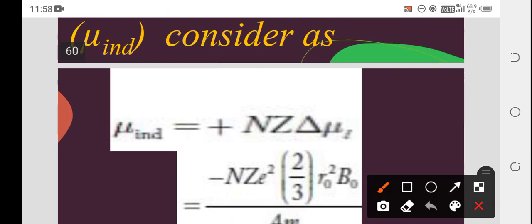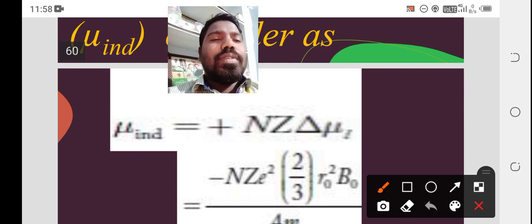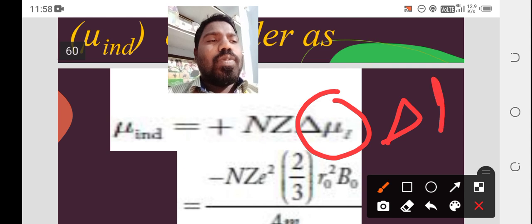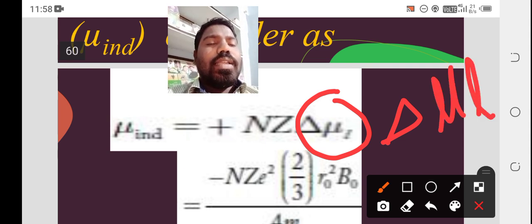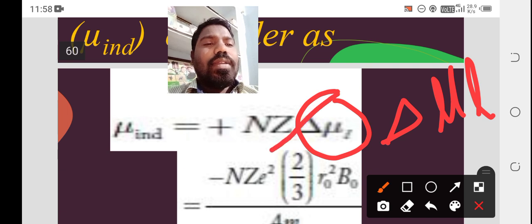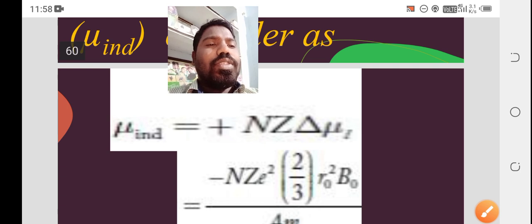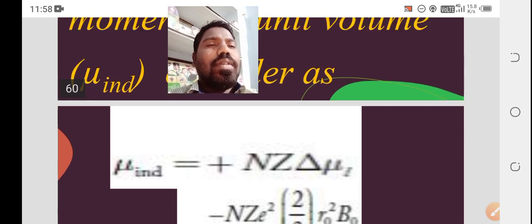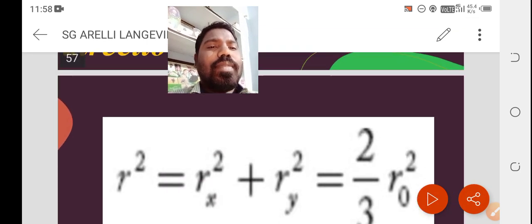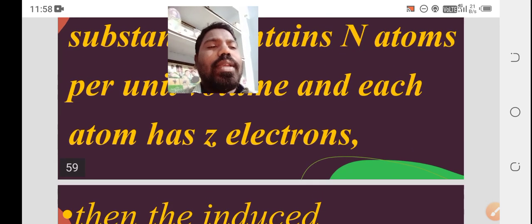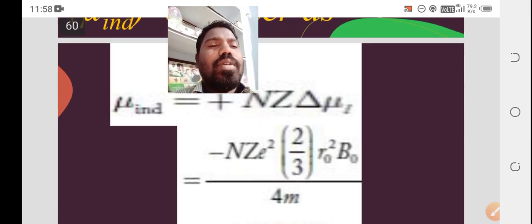Mu induced is considered as plus nZ delta mu l. You need to consider this as delta mu l. So nZ is there, then in the place of delta mu l you replace the value. What is that? e square B naught into r square, where r square is 2 by 3 r naught square. In the place of r you replace.